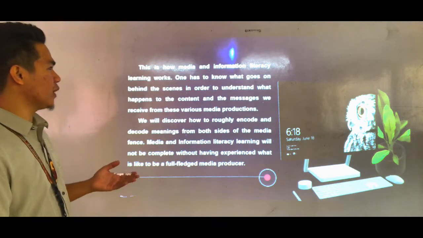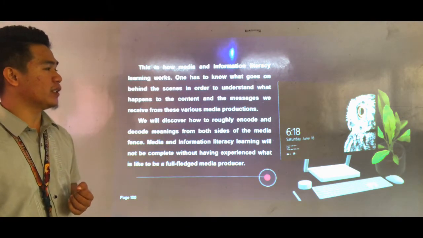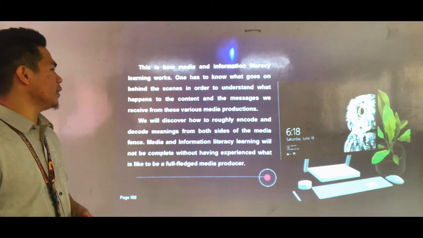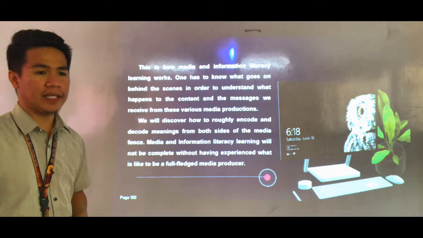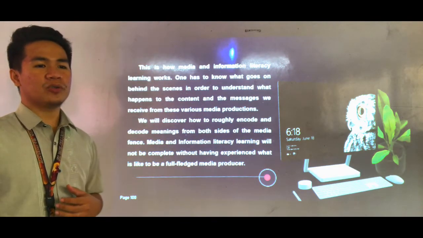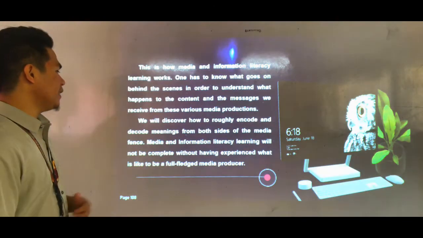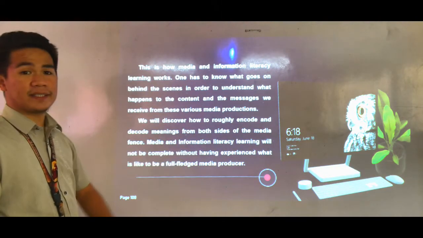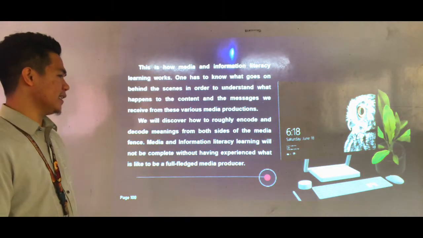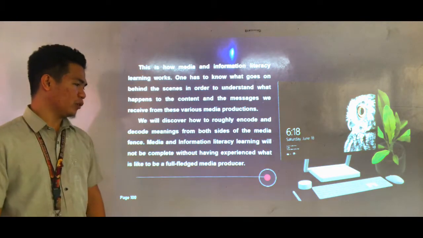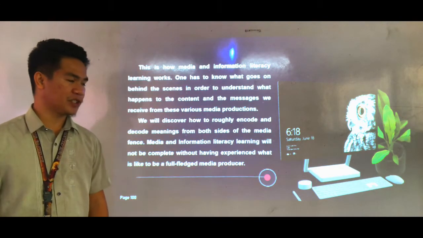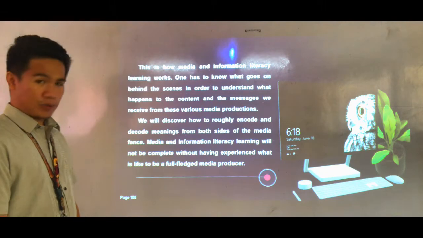One has to know what goes on behind the scenes in order to understand what happens to the content and the messages we receive from these various media productions. We will discover how to thoroughly encode and decode meanings from both sides of the media fence. Media and information literacy learning will not be complete without having experienced what it's like to be a full-fledged media producer.